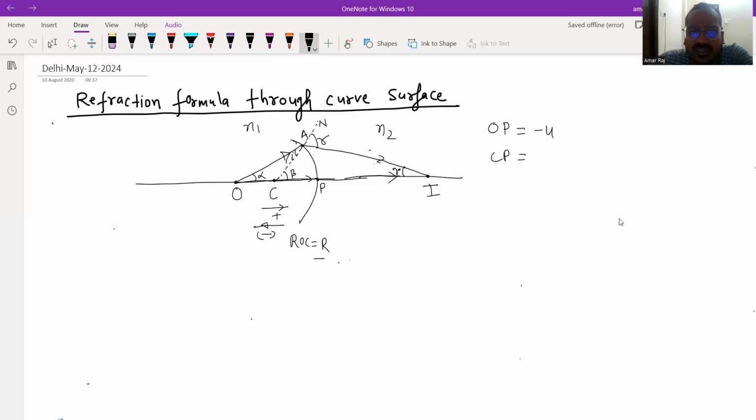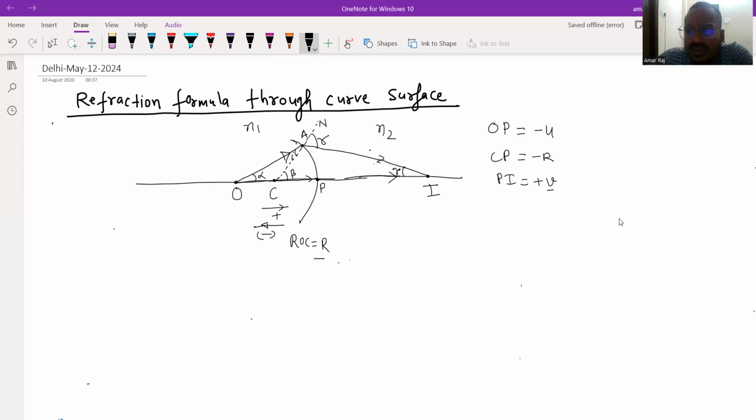CP is the center of curvature from P, and this is R, the radius of curvature, and it is also on the left side, and left side we are taking negative, so it is minus R. PI is the image distance, and it is on the right side, so we will take plus v. So right side direction we are taking positive, and left side direction we are taking negative. All the distances we are measuring from P. The image is on the right side, so image distance will be plus. The object and center of curvature are on the left side, so object distance is minus u and radius is minus R.